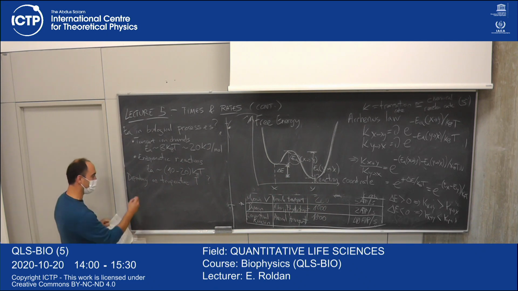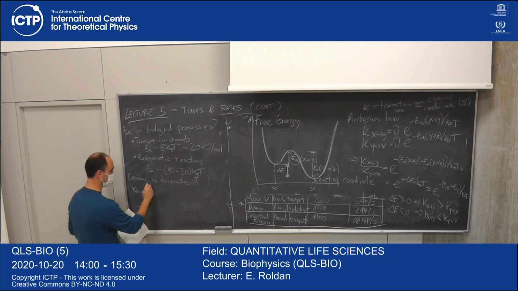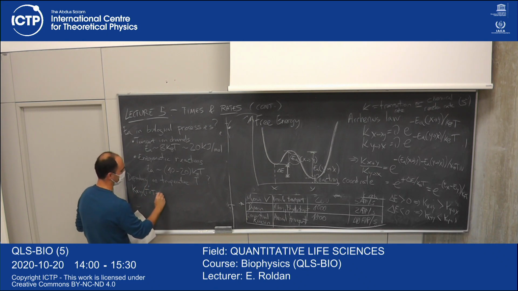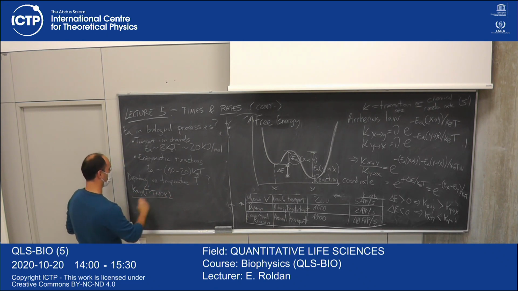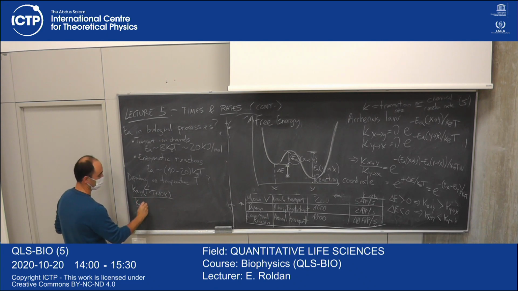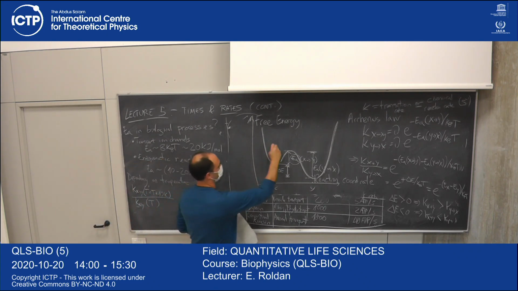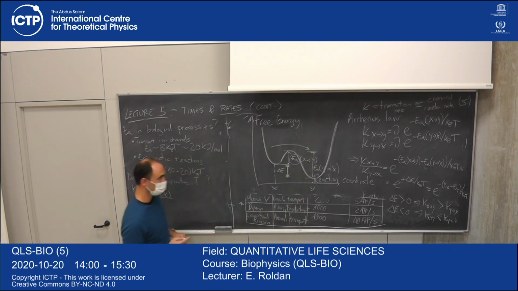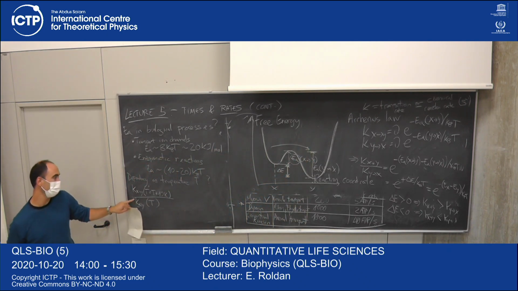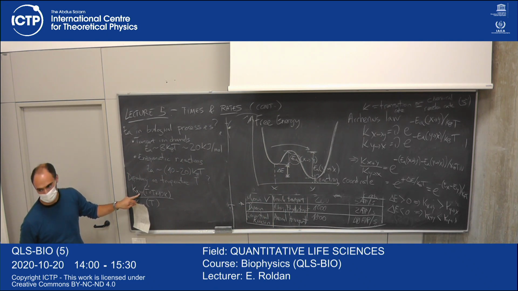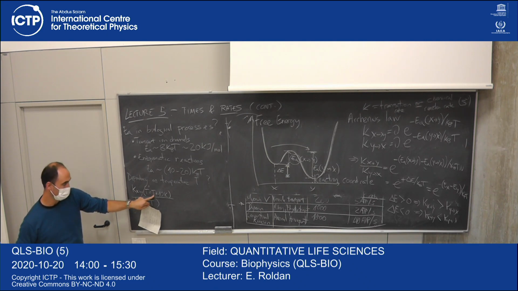So I can ask, for example, how much does it change the rate when I am in a temperature that is T plus 10 degrees with respect to the room temperature. Okay, so this will be the rate at temperature T, x to y. This will be the rate x to y at a higher temperature. This is a temperature T prime, which is the room temperature plus 10 Kelvin.